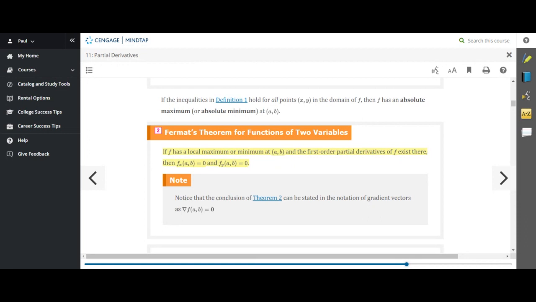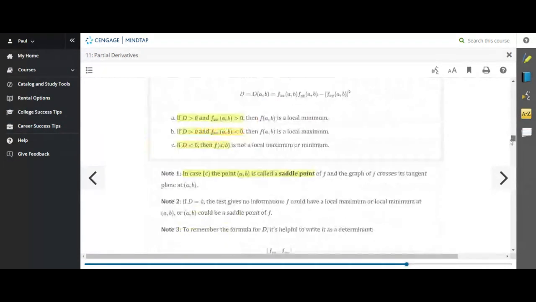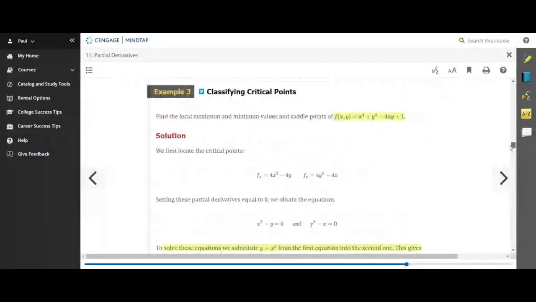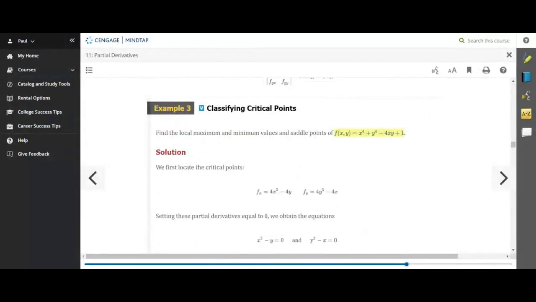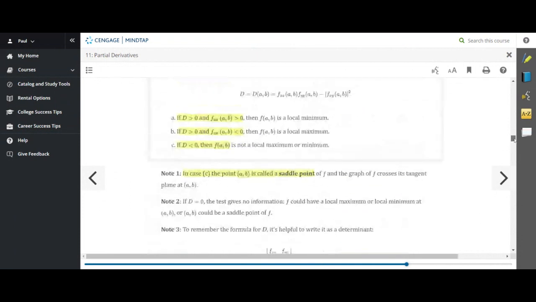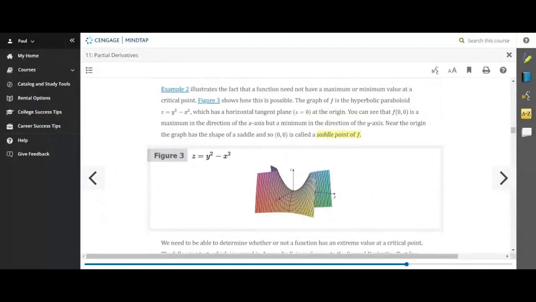If we look at an example here, example 3, they want you to classify critical points. So they wanted you to find local maximum, minimum, and saddle points of this function. Now, what's a saddle point? I think we know what a maximum value is and a minimum value is, but what would a saddle point be? A saddle point would be a situation like you see here in figure 3.